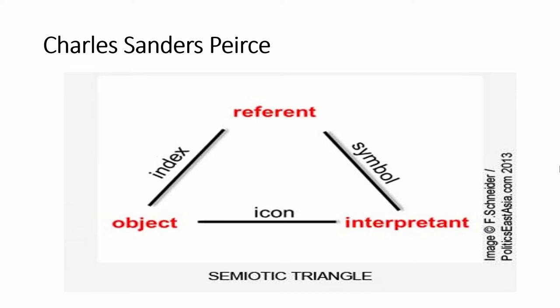So here we have, for instance, an object. Yes, this is the actual thing to which the sign refers. Interpretant is the sense made of this sign. And referent, within Charles Sanders Peirce's theory, is the form which a sign takes.